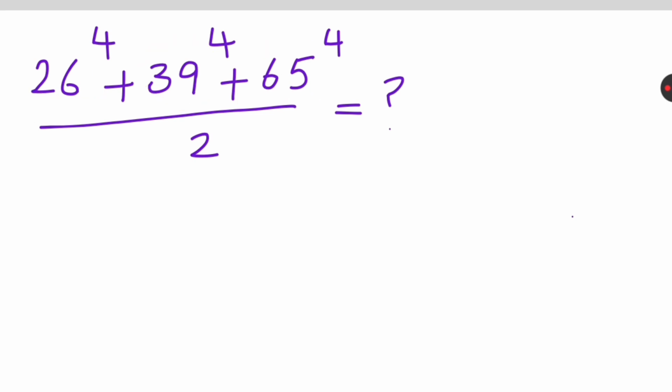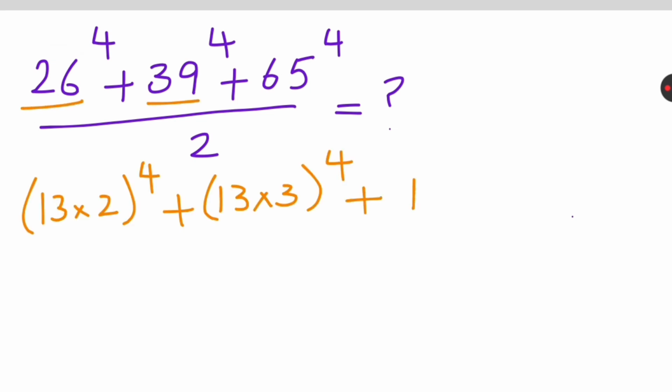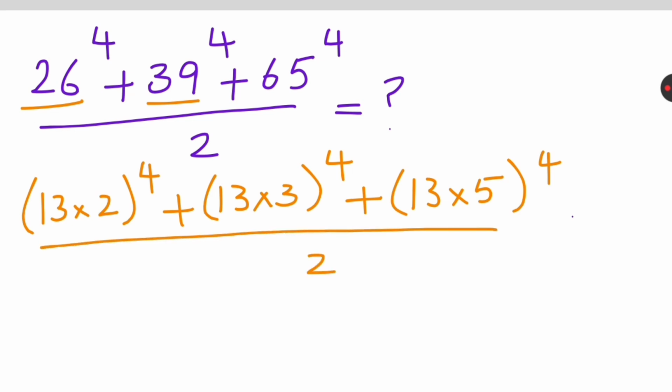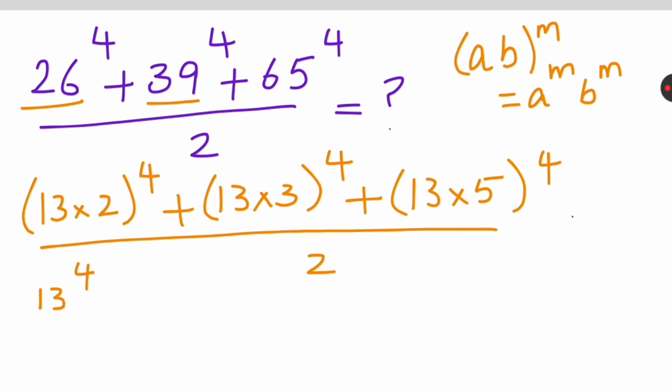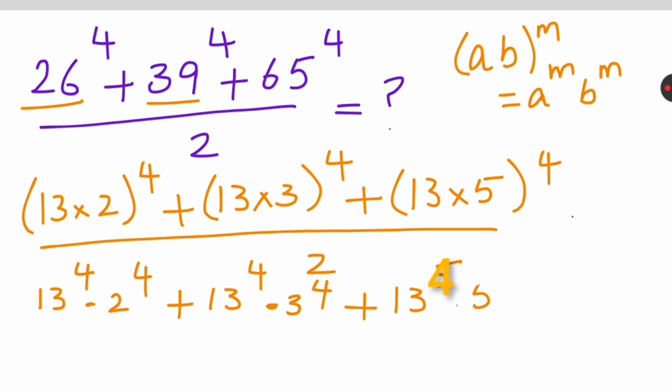Isn't it? So 13 times 2 is 26, 13 times 3 is 39, plus 13 times 5 is 65, divided by 2. In the numerator, each and every term is in the form of (ab)^m. We can write this as a^m times b^m. So we can write this as 13⁴ times 2⁴ plus 13⁴ times 3⁴ plus 13⁴ times 5⁴.